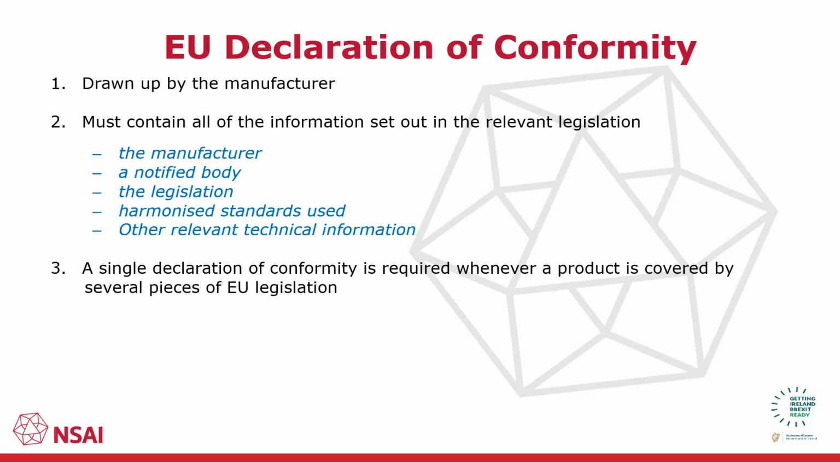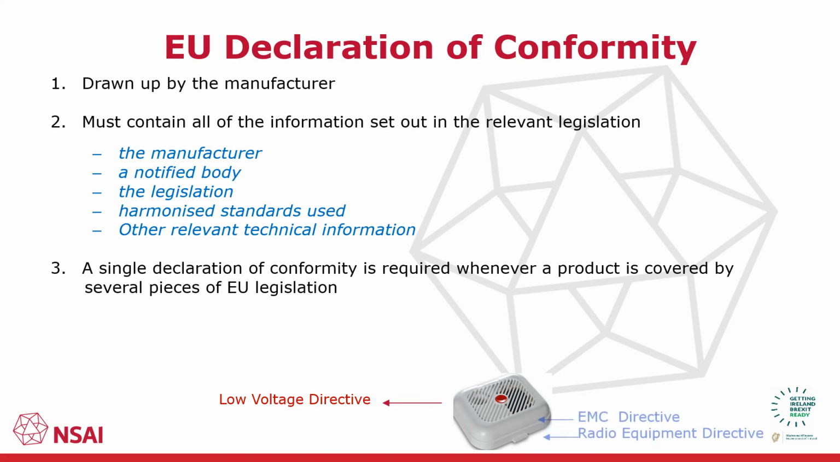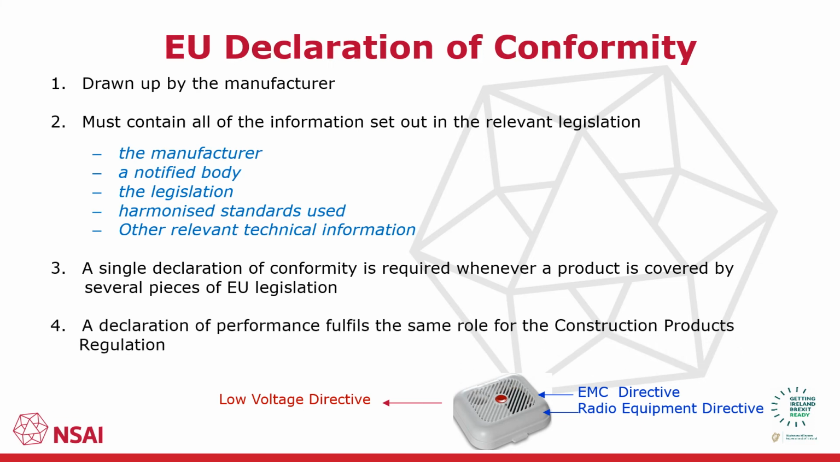Now, where a product is covered by more than one piece of legislation, you only draw up one declaration, which should reference all of the legislation and their requirements. So here we have our smoke alarm again. There's a low voltage directive, and it is also covered under the EMC directive and a radio equipment directive. Under the construction products regulation, you draw up a declaration of performance rather than a declaration of conformity. The declaration of performance contains similar information and fulfills the same role.